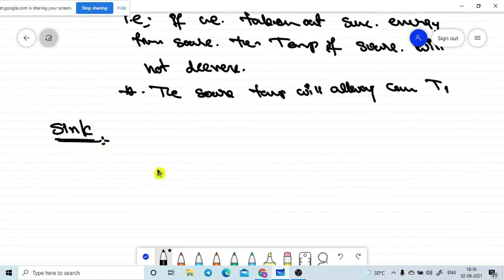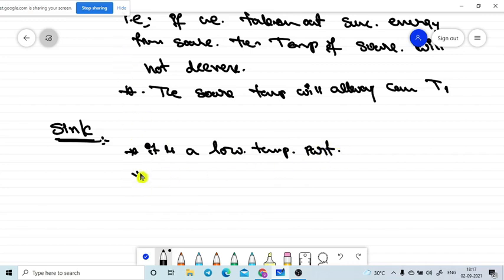Sink also has the same properties, but it is the low temperature area. So all properties are the same, but it is the low temperature part. The remaining two cases are the same. So it is the thermal efficiency of the sink also. It is the infinite thermal efficiency. That means the thermal coefficient of this one is infinite.